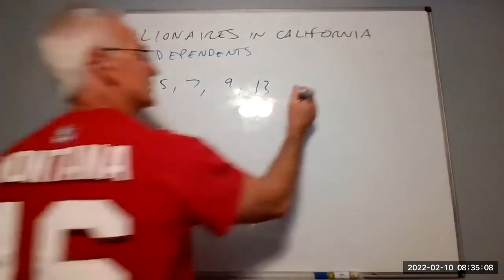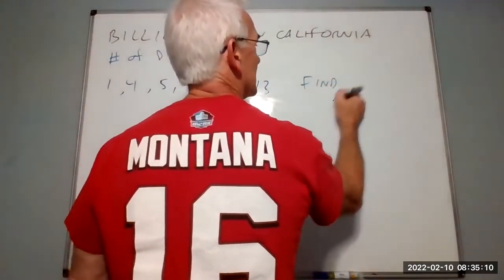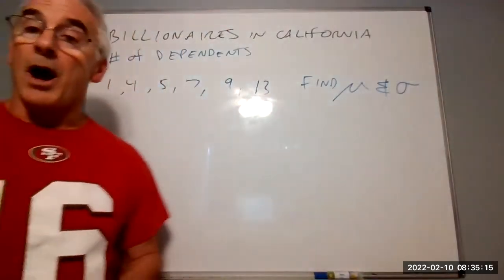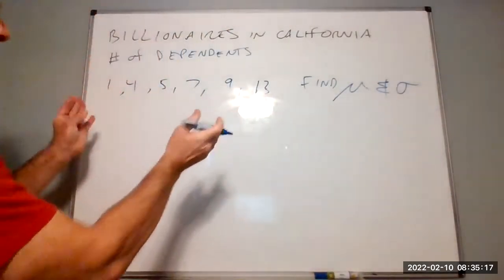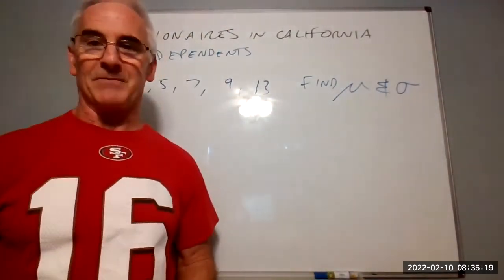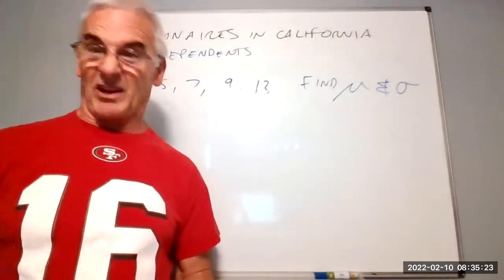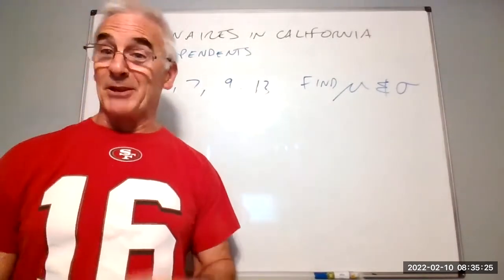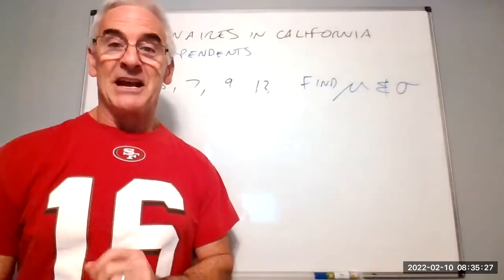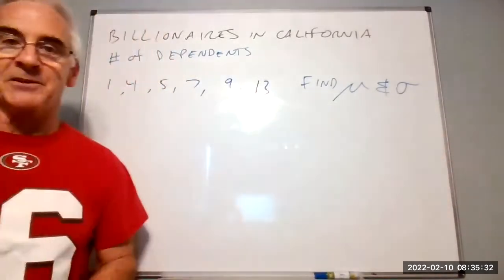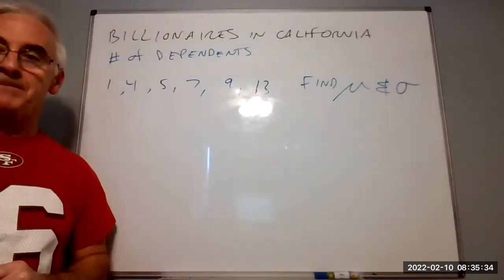So here's what I'd like. I want to find mu and sigma. Now, we're pretending that there are 6 billionaires in California. That's it. By the way, I don't know how many billionaires in California there are, but I doubt there's more than 6. Maybe a lot of millionaires, but probably not a lot of billionaires. And I was able to ask all the billionaires in California exactly how many dependents they have, and these are the answers I got.